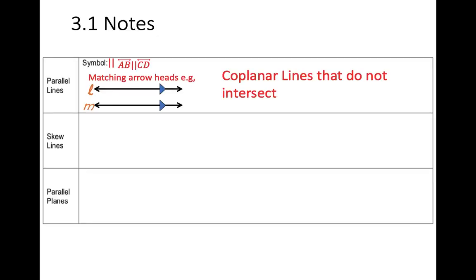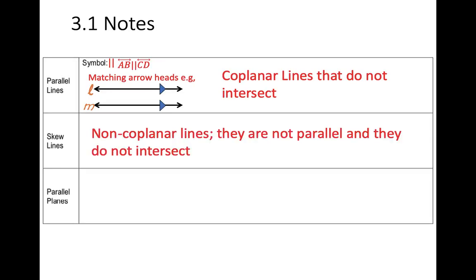Okay. So exactly what is skew? Skew lines are non-coplanar lines. So again, they're not in the same plane, and they are not parallel, and they do not intersect. So those are skew lines. Non-coplanar lines, they're not parallel, and they do not intersect. So let me give you a minute to write that down.